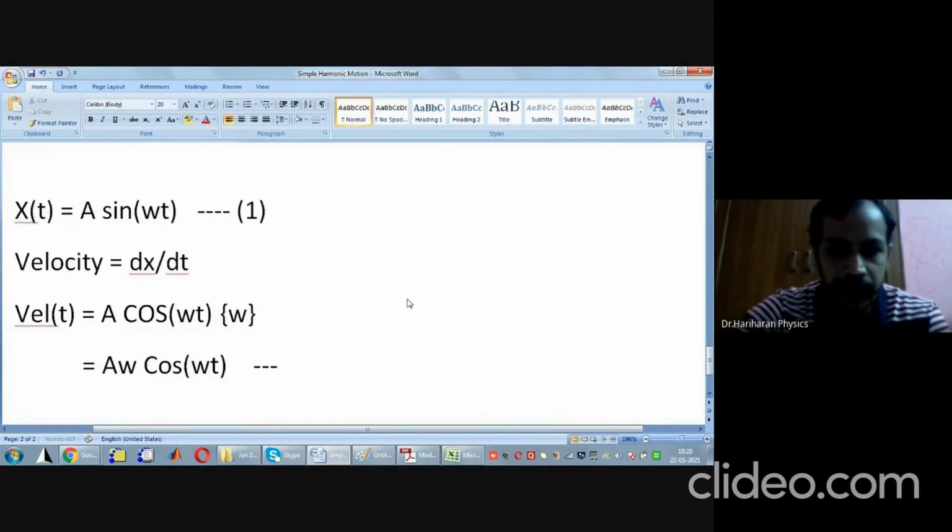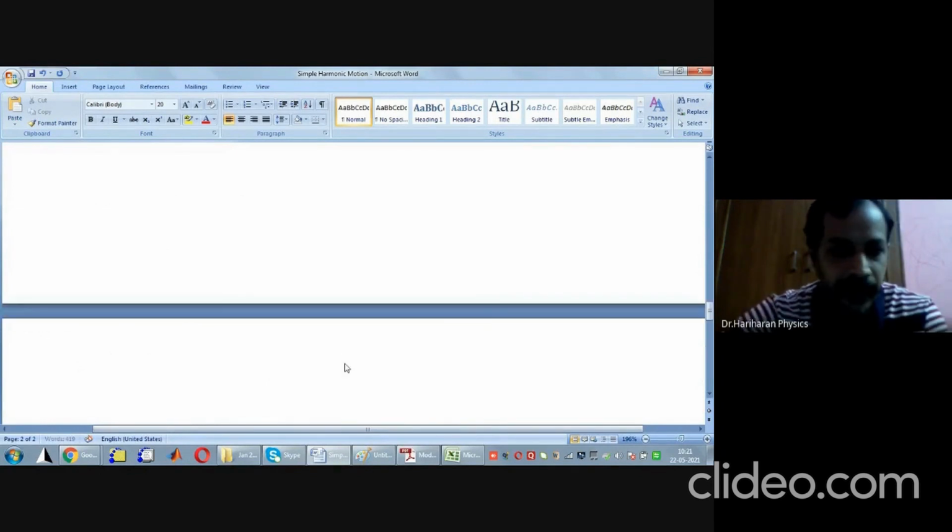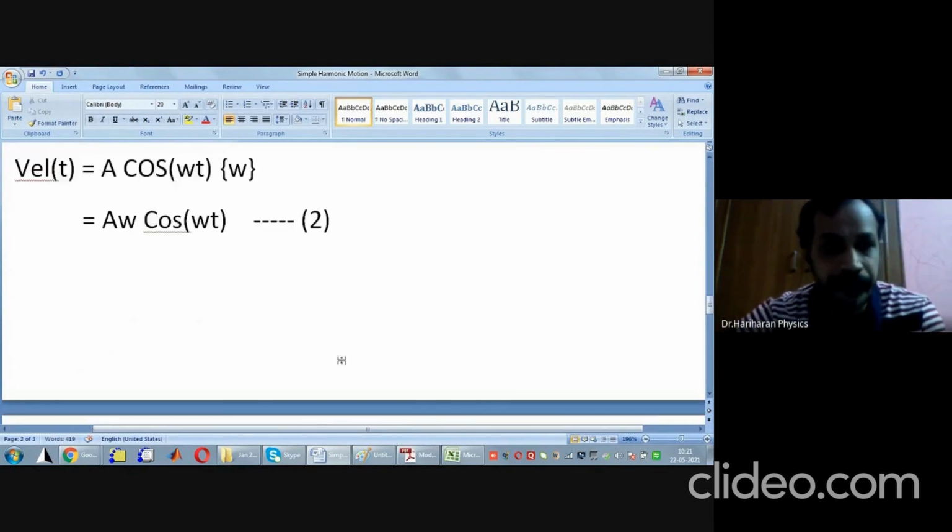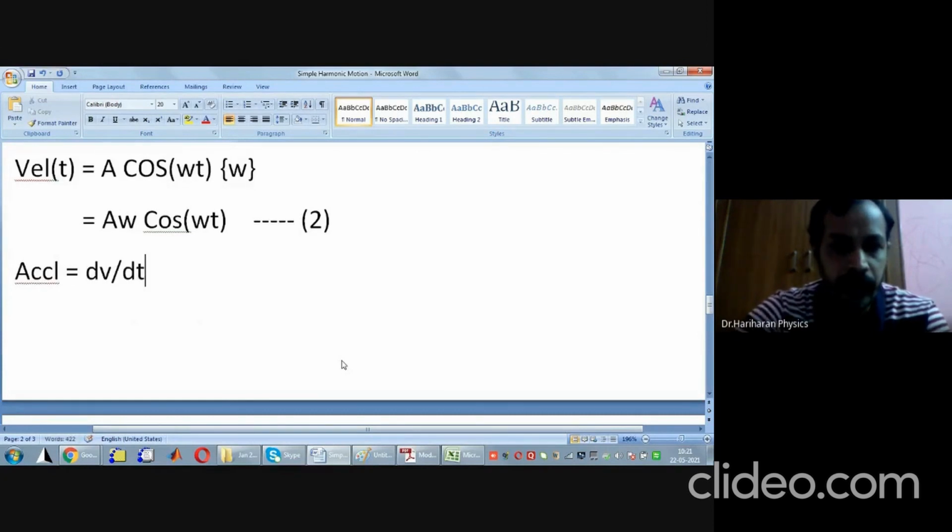I'll call this equation 2. So what is x? From equation 1, it is the position of the object. And velocity from equation 2 is dx by dt, which is this. Now what is acceleration? Acceleration is d square x by dt square, or dv by dt. Let us find acceleration. Acceleration will be equal to dv by dt. Therefore, differentiate equation 2 with respect to t. If I differentiate equation 2 with respect to t, what I'll get?